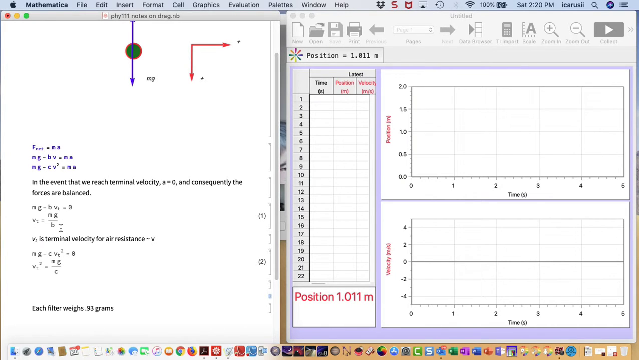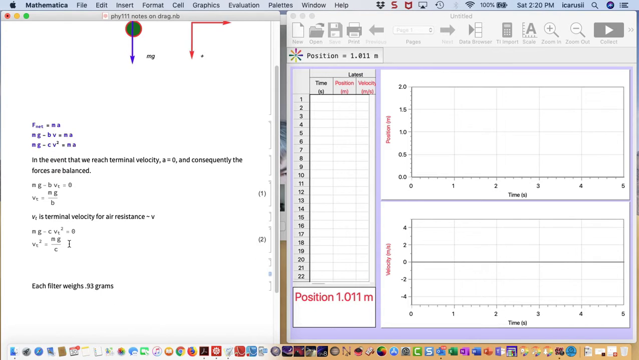So let's think about this from the point of view of behavior. In the first case, where the resistive force is proportional to the velocity, the terminal velocity is going to be proportional to the mass, and you should get a straight line with slope g over b. In the event that it's proportional to v squared, then the velocity is going to be dependent on the square root of m with coefficient square root g over c.